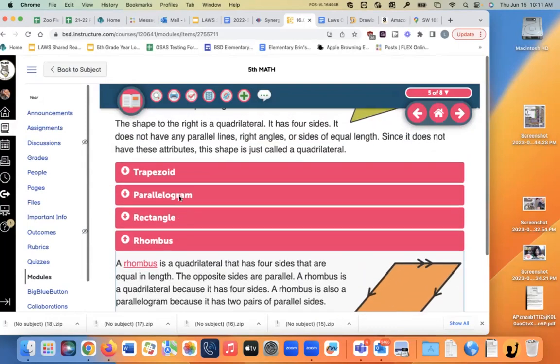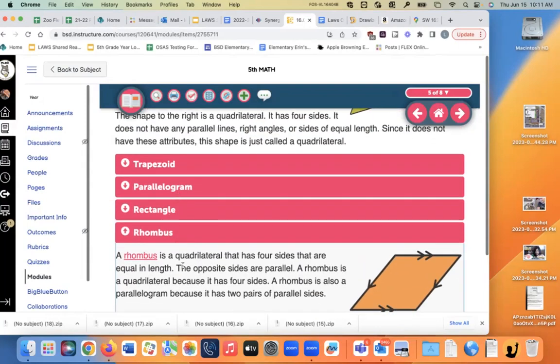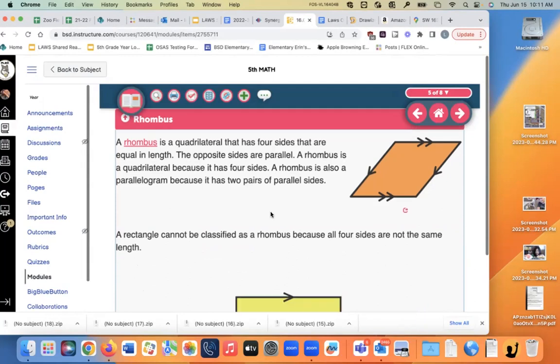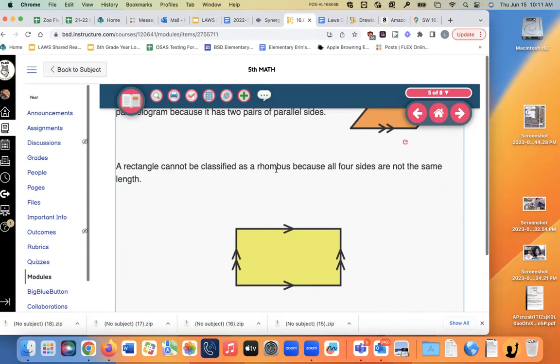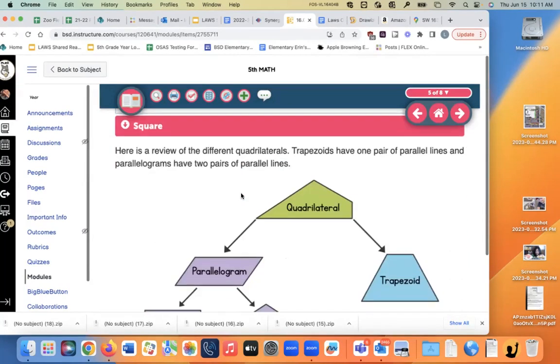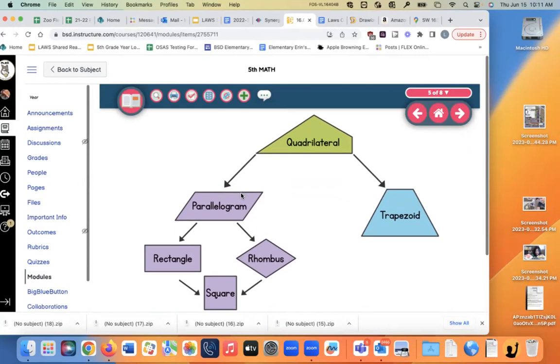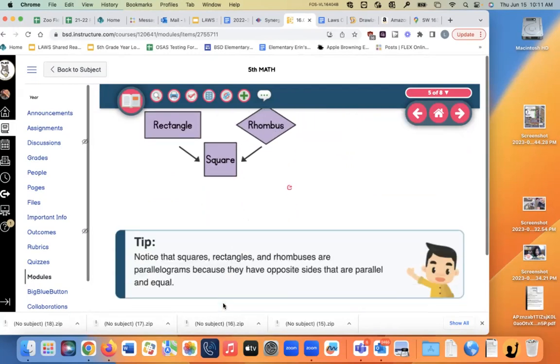Okay. The next one is the rhombus, which we already went over. It's got 4 sides that are equal in length. The opposite sides are parallel, and it's a quadrilateral. A rectangle cannot be classified as a rhombus, but a square can. So a rhombus has 4 equal sides and 2 sets of equal or parallel lines.